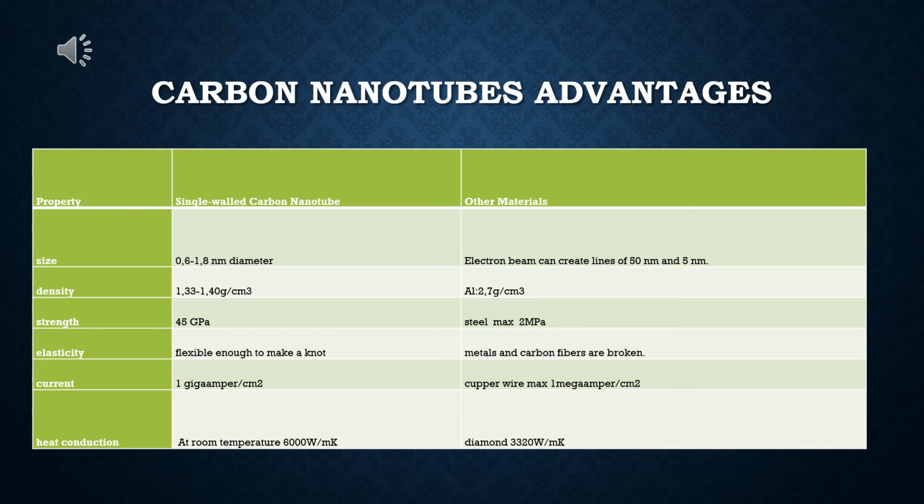Carbon nanotubes advantages. On this page, we compare carbon nanotubes to other materials. Carbon nanotubes: very small size, very low density, very high strength, and electricity, current and heat conduction.